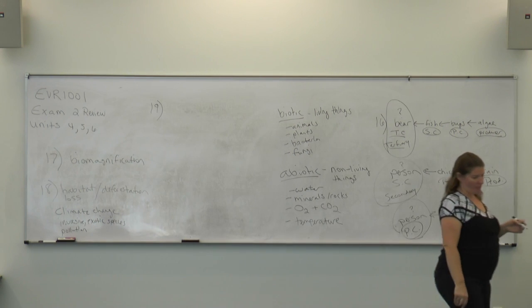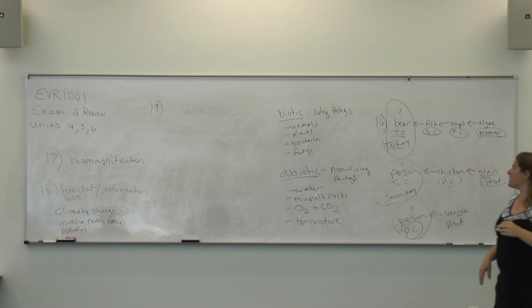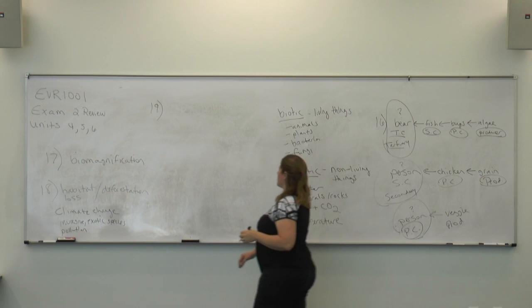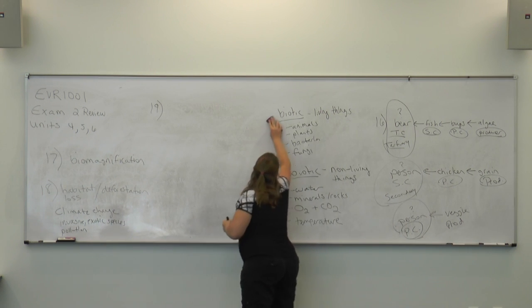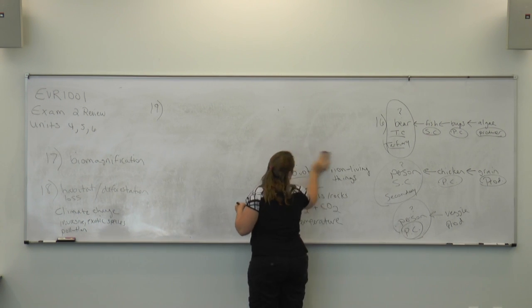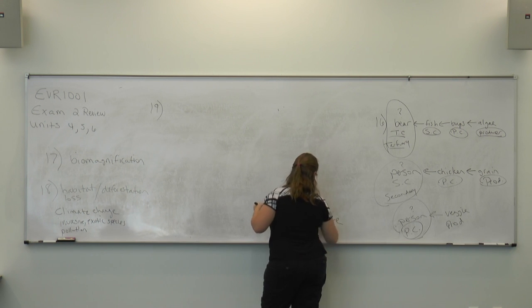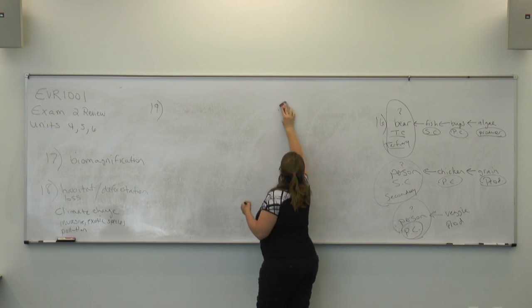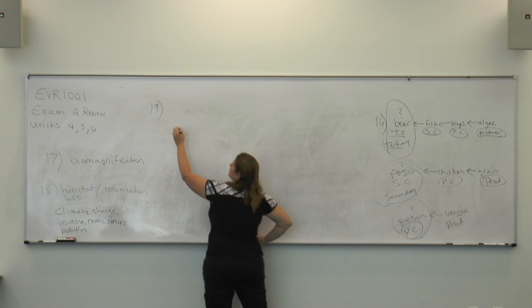Number 19. So we're talking about these biogeochemical cycles. That's some of the more complex stuff that we go over in this class. So let's definitely review this. And I'll have some more questions about that in the other worksheet we're going to do shortly.